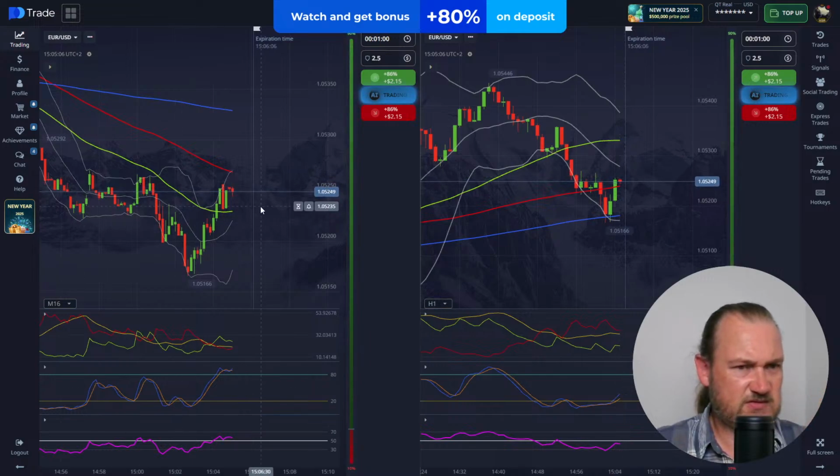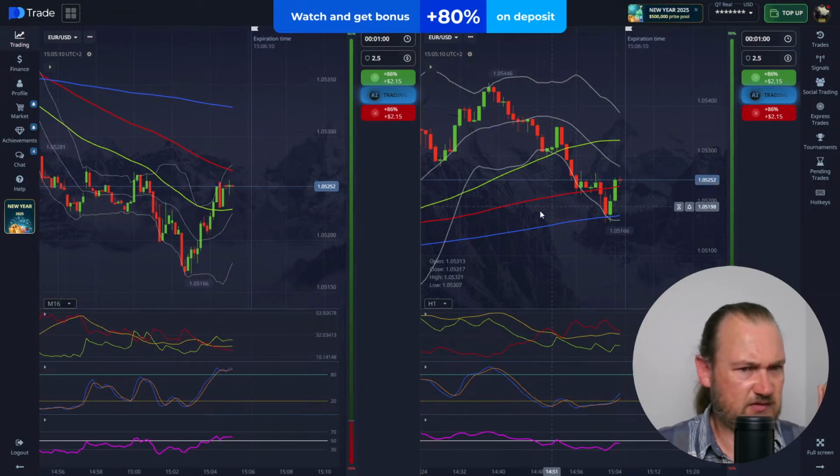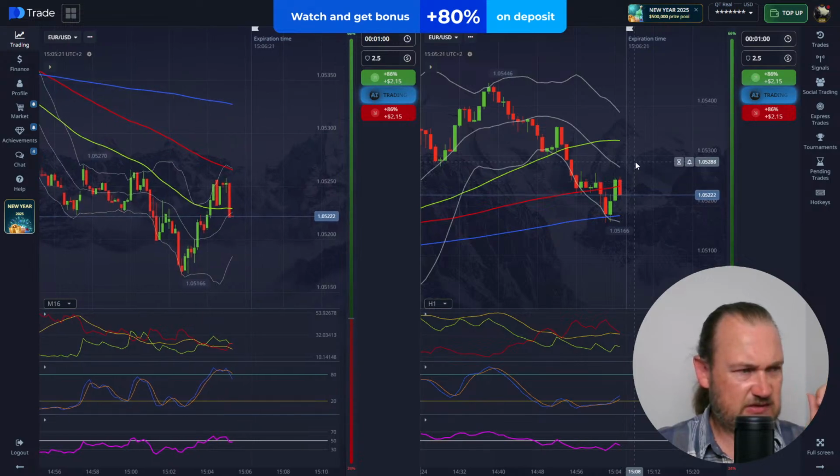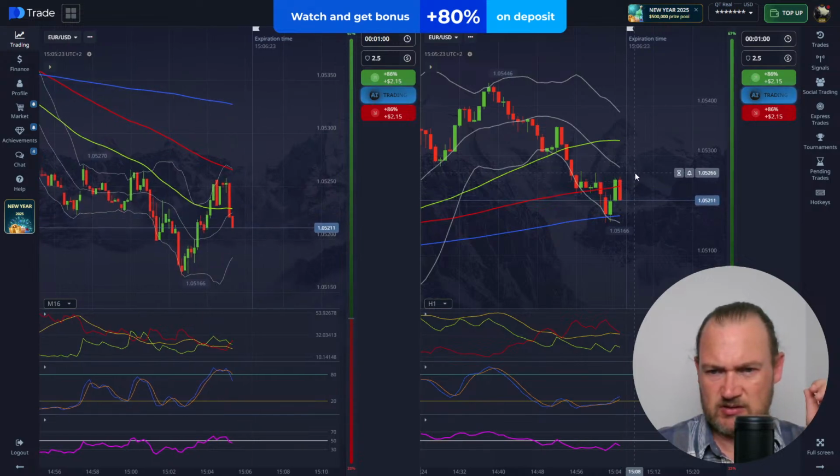Okay, so no divergence formed. We're clearly not rejecting off the 100 moving average. It did break through. There's no reason yet to take a trade in any direction. Got some close entries, but they didn't quite hit, so I'm not taking any.